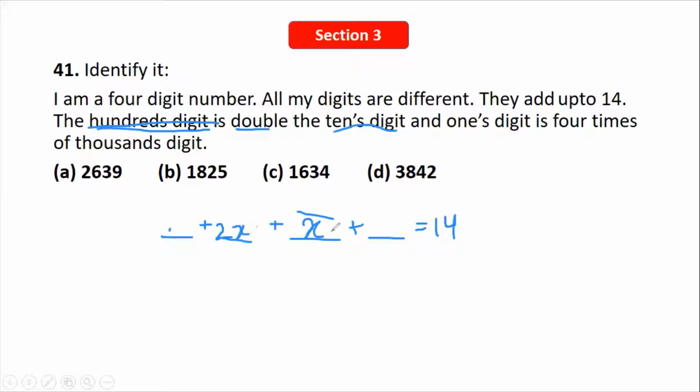And now the ones digit is 4 times of the thousandth digit. So thousandth digit should be different from the tenth digit. So we will call this y. And we want 4 times of y, so we'll have 4y. Now y plus 4y is 5y and 2x plus x is 3x. We have that 5y plus 3x equals 14.